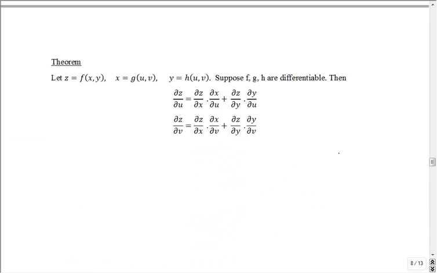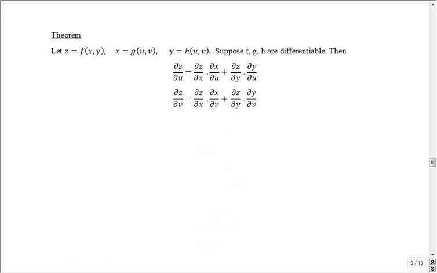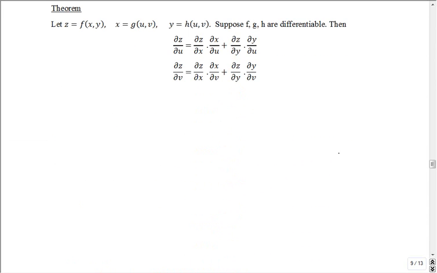Let z be a function of x and y, x be a function of u and v, and y be a function of u and v. Suppose f, g, and h are differentiable. Then the partial of z with respect to u is the sum of these two products. Partial of z with respect to v would be the sum of these two products.